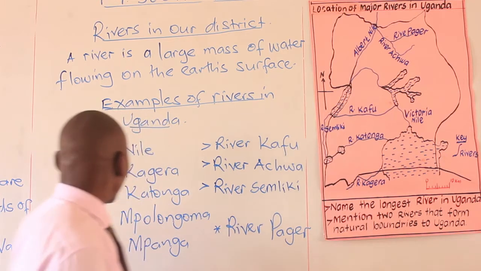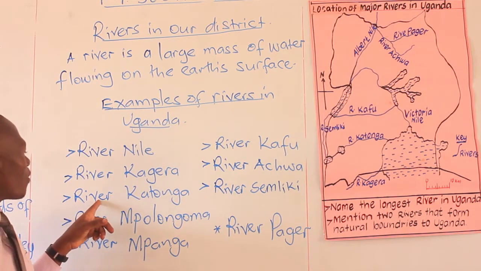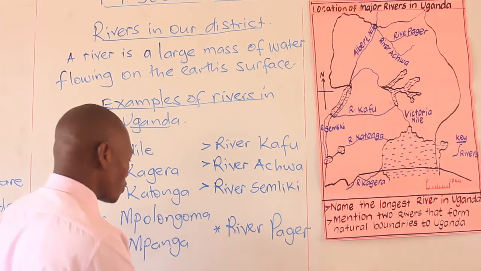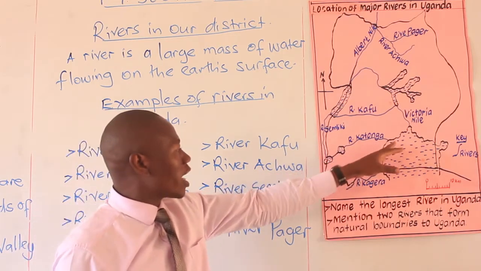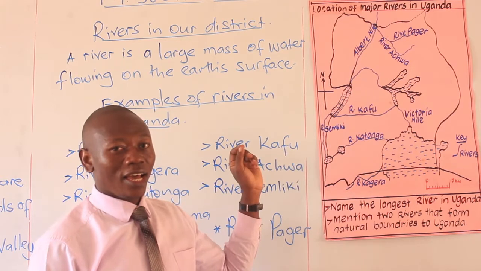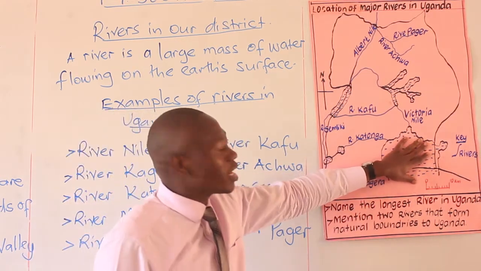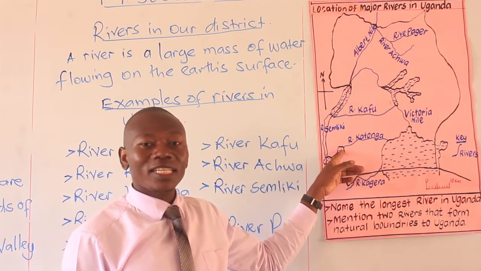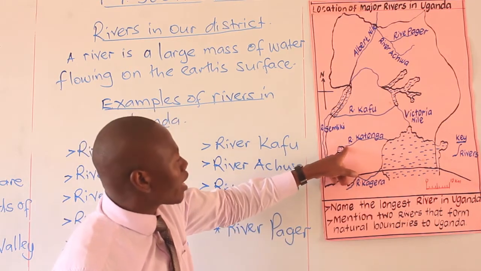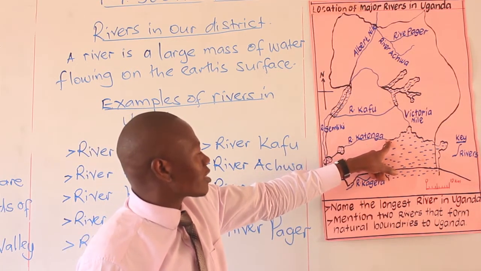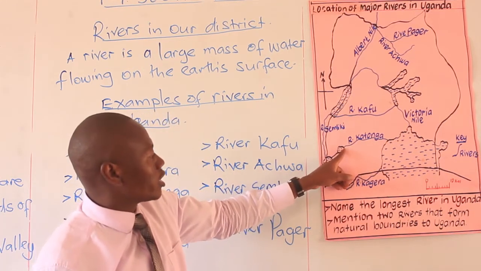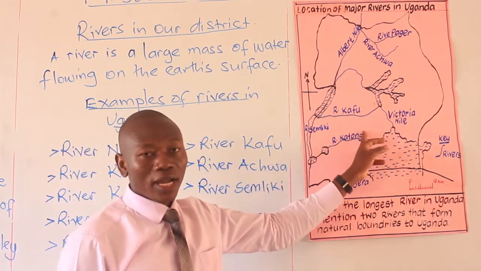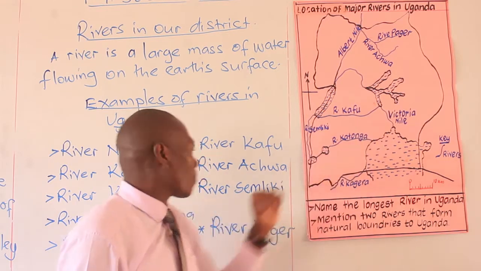Okay, let's go to another river here. We have another one called River Katonga. River Katonga also flows in the central part of Uganda and connects two major lakes. This lake here, the biggest, is Lake Victoria, and this smaller one here is Lake George. This river flows and connects the two lakes, Lake Victoria and Lake George. So we call it River Katonga. It's called what? River Katonga.